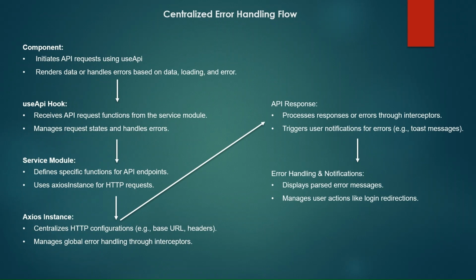Error handling is centralized and consistent. API logic is abstracted, reducing repetition and improving maintainability. By combining React's hooks with Axios interceptors, service modules, and a centralized error management system, we have built an architecture that scales beautifully with your app.